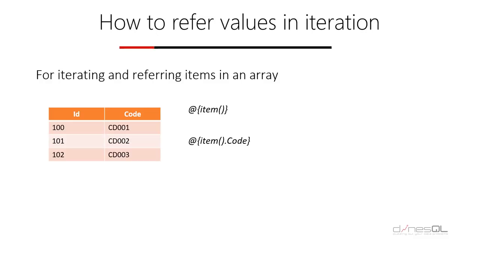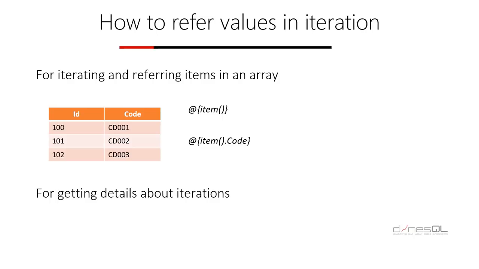So when I refer to a code based on the current iteration, it will give me the value. If it is the first iteration, I'll be getting CD001 for this expression. If it is the second iteration, I'll be getting CD002 as the value for this expression.